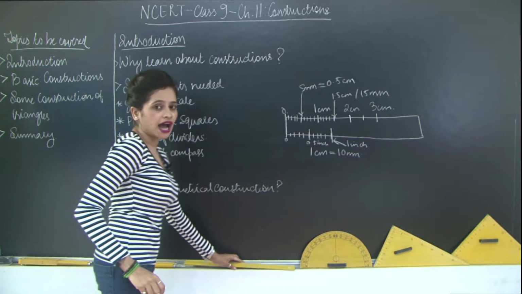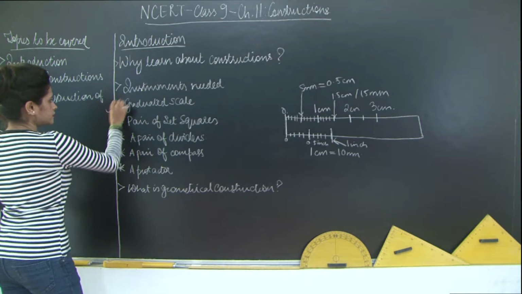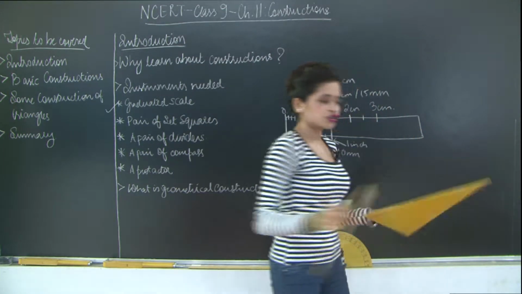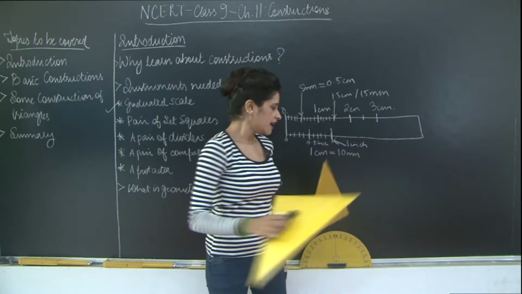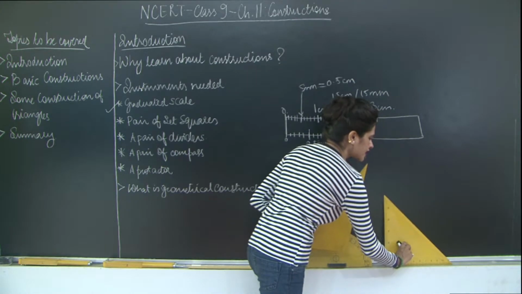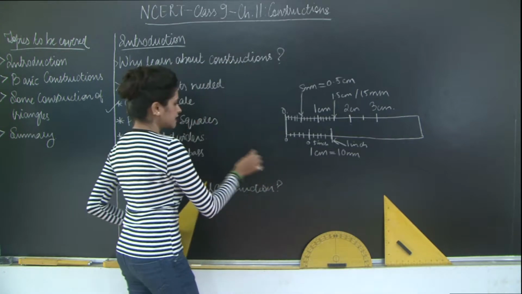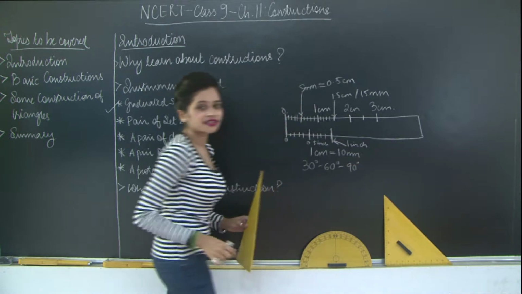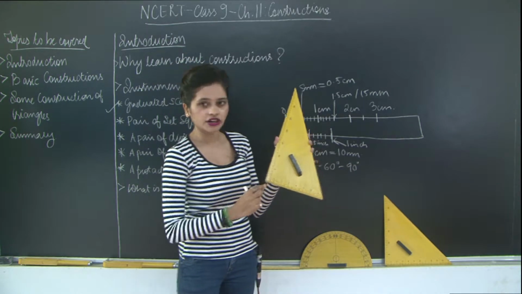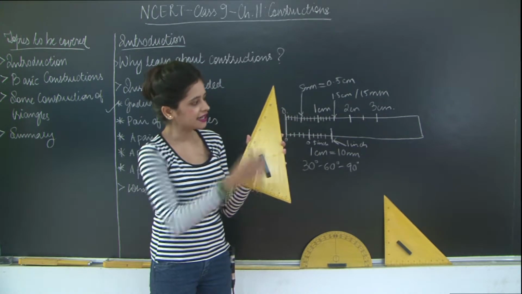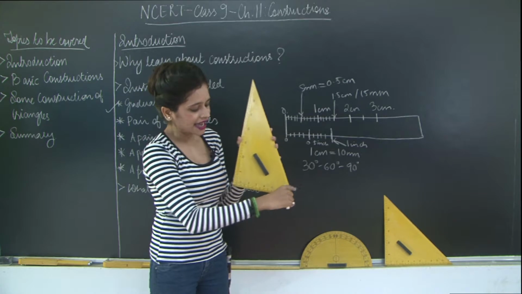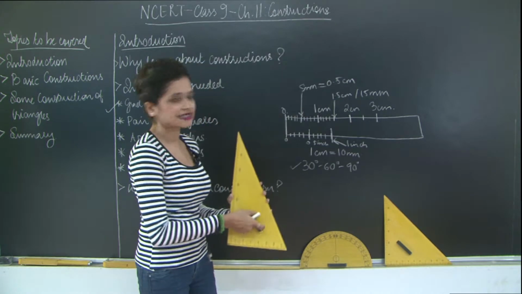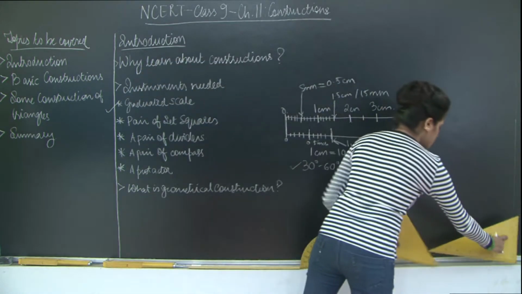Let's take a look at the other instrument that we will be needing. We will be needing a pair of set squares. So these are your set squares. You must be wondering, why do we need 2 set squares? If you remember, you must have learned 2 special kinds of triangles. One was a 30 degree, 60 degree, 90 degree triangle. One of the set squares represents that. This angle here is 90 degrees. This small angle here is 30 degrees and this angle here is 60 degrees. So this is the set square for your 30-60-90 degree triangle.